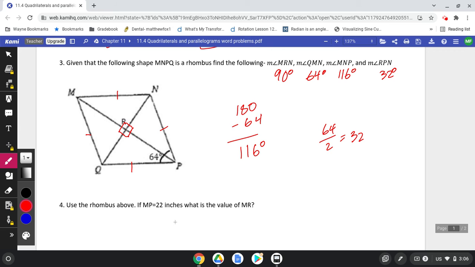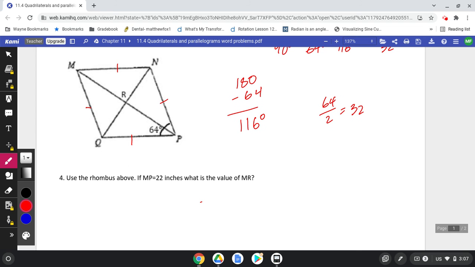Okay, the final question on the front side says use the rhombus above, so this same rhombus. If MP equals 22 inches, what is the value of MR? Maybe it's a little hard to see with some of those markings. So MP, the whole diagonal there, is 22. What would MR be? All we have to do is 22 divided by 2, that will be 11 inches.